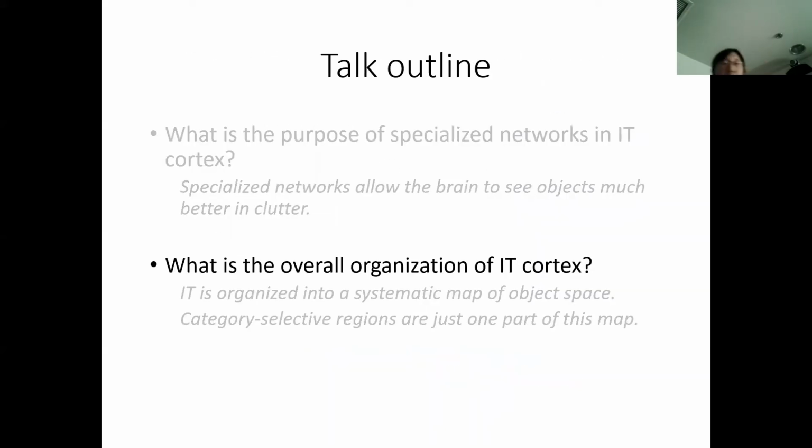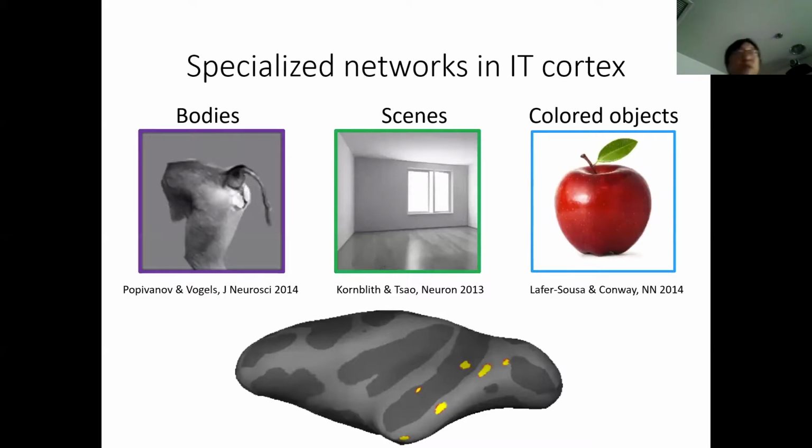So category selective regions serve a very useful function. Why isn't all of IT cortex organized into category selective regions? Next, I want to tell you about a recent experiment I have done mapping the overall organization of IT. As I mentioned before, besides the faces, specialized networks have been found in IT for bodies, scenes, and colored objects. But there is still a large part of IT that is unaccounted for, that doesn't really show a differential response to any stimulus comparisons. What's happening in this apparent no man's land area?